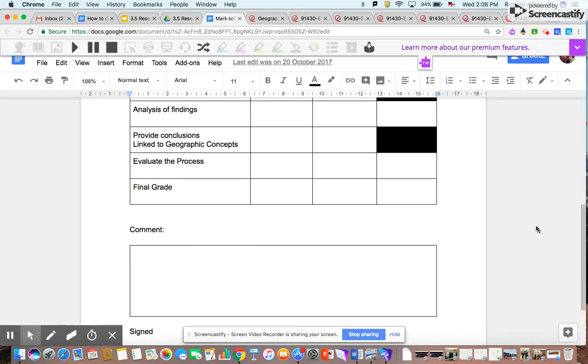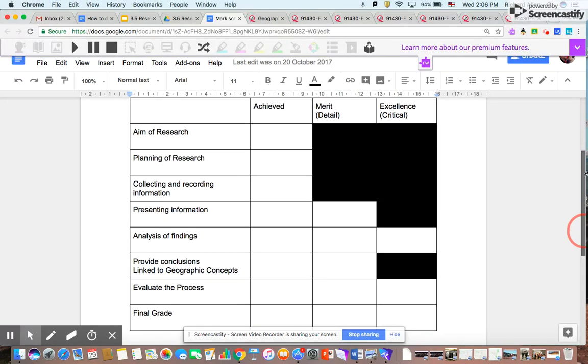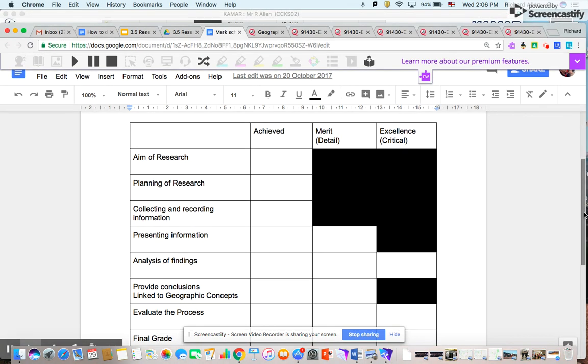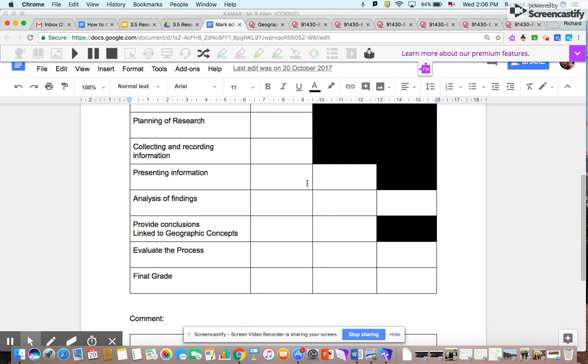If you're looking at how to get the grades for this, this is how it happens. The aim, the research, the collecting information, these things here are all achieved. The big grades are going to come from presenting your information, takes you up to a merit, that's the graphs and the maps, the analysis and the evaluating the process. This one here, these two sections here, will give you your achieved and your merit and your excellence. The geographic concepts can be put in anywhere throughout the project. So if you include them in your analysis, you will not have to have them in a separate section. All I can suggest there is you share the doc with me so I can check you've done it.